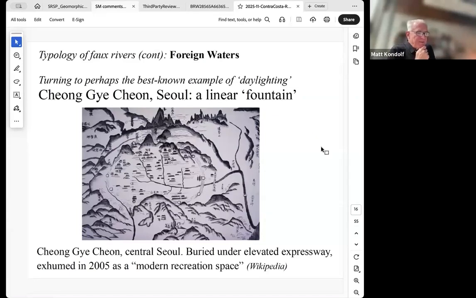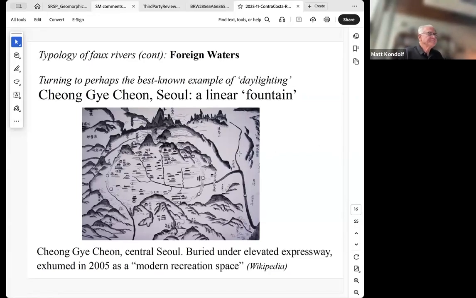Well, staying with this theme of fake rivers that rely on foreign waters, probably the best known example of daylighting in the world, certainly the most cited example in the literature, is the Chong in Seoul. My former PhD student Kristen Wilson and I call this a wonderful example of a linear fountain, but not a stream restoration. I'll come back to that in a moment. So, the story of the Chong.